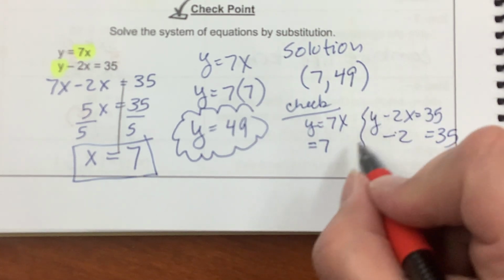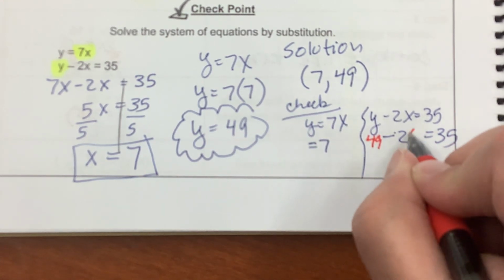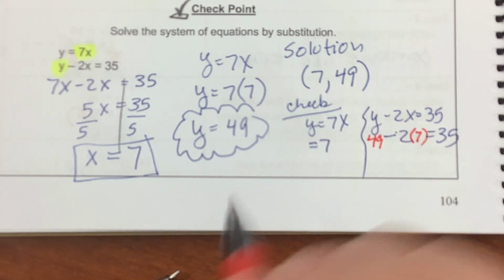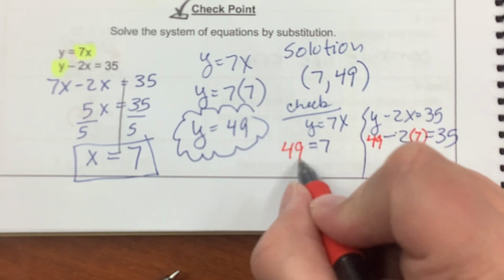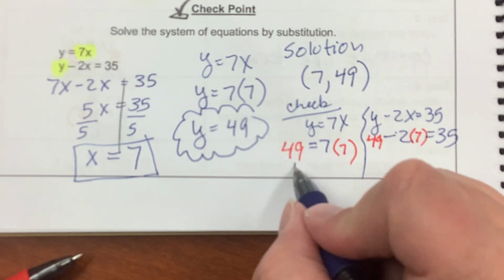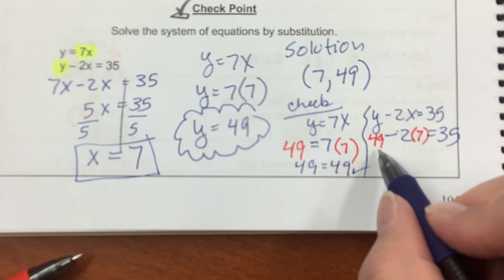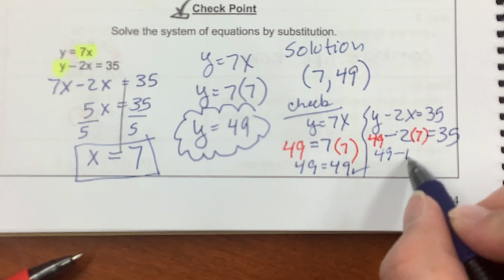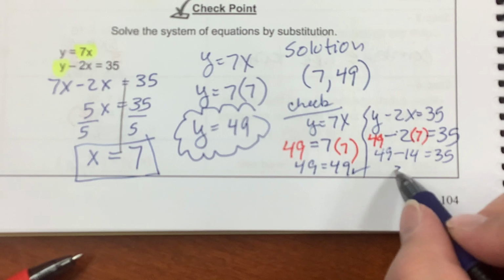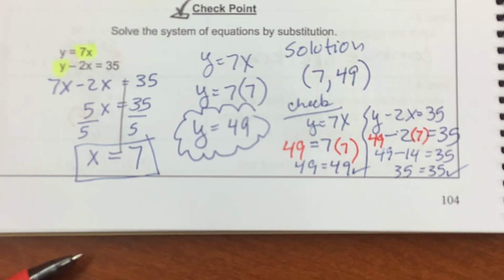So 49 minus 2 times 7 equals 35. And this one is going to be 49 equals 7 times 7. 7 times 7 is 49. 49 equals 49. That one checks. 49 minus 14 equals 35. 49 minus 14 is 35. You could use a calculator or your brain. It's okay. That checks. All right.